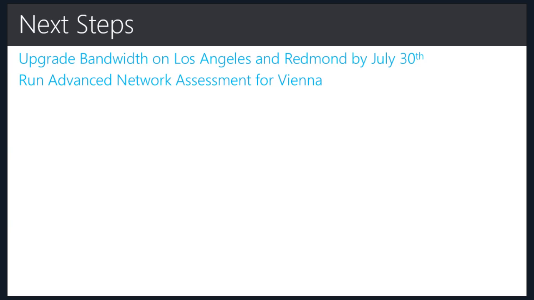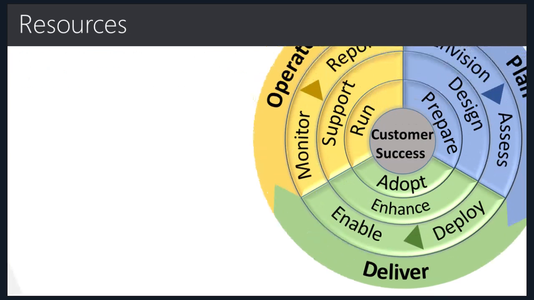So the next steps, we should upgrade the bandwidth on Los Angeles and Redmond by July 30th, and we should run an advanced network assessment for Vienna. It's super important to set these very concrete steps, because if you don't set the concrete steps, they will never happen. Now, with that being said, we've ended the closeout workshop.